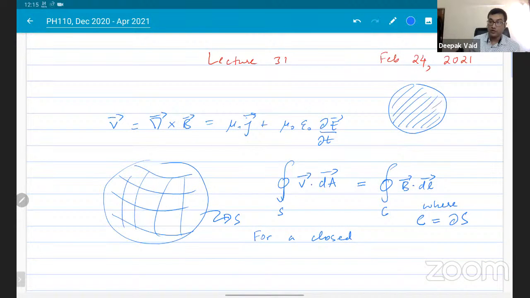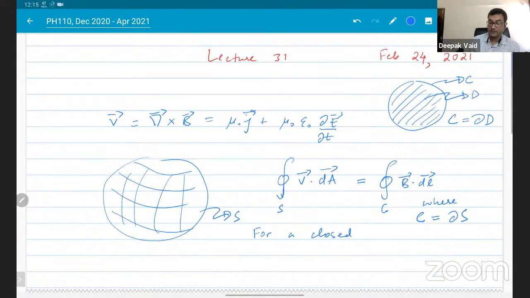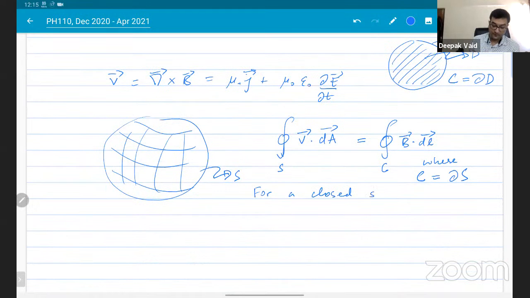If I take a disk, this is a disk, and this is C, the circle. The boundary of the disk is like this. So this is the relation: C is the boundary of this disk. For a closed surface, the boundary of the surface is what? Zero. It doesn't have a boundary.